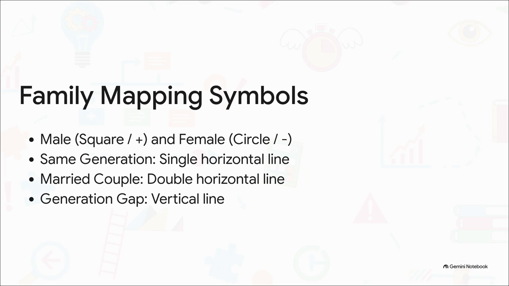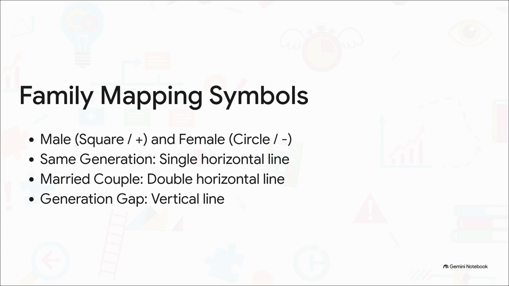Because, let's face it, word problems are messy. Symbols are clean. So from now on, males are squares or a plus sign. Females are circles or a minus sign. Siblings from the exact same generation, just connect them with a single horizontal line. What about a married couple? Connect them with a double horizontal line. And to show a generation gap, like a parent down to a child, use a vertical line.